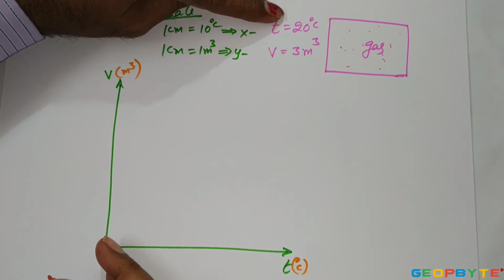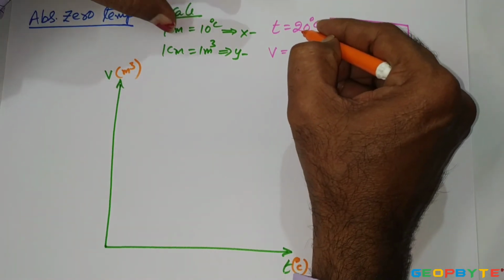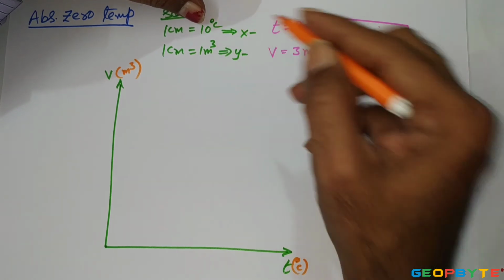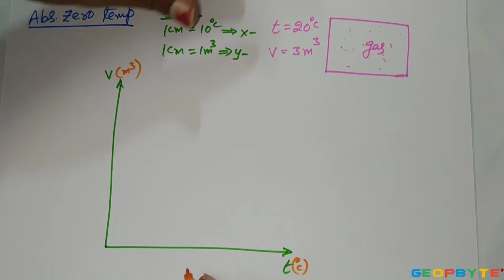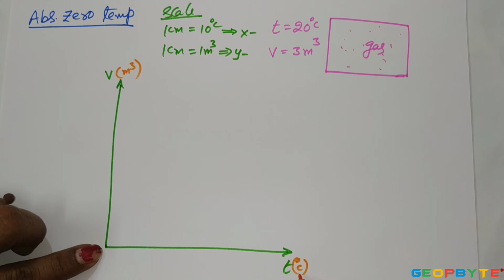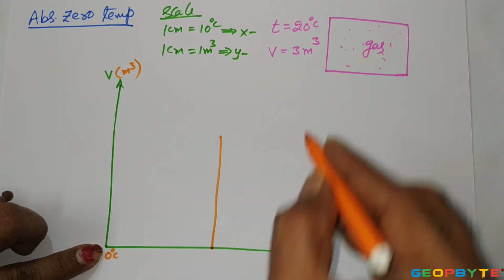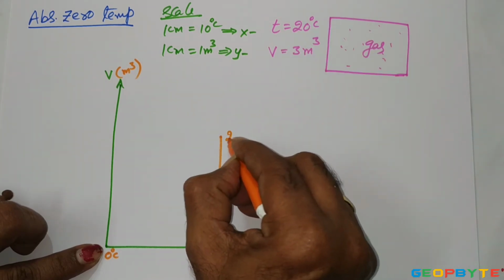Temperature is 20 degrees centigrade, but the scale is 1 centimeter equal to 10 degrees centigrade. 20 divided by 10 equal to 2. You mark a point on the temperature coordinate at a distance of 2 centimeters from the origin, which is 0 degree centigrade. From that point, project a vertical line representing the constant temperature, that is 20 degrees centigrade.